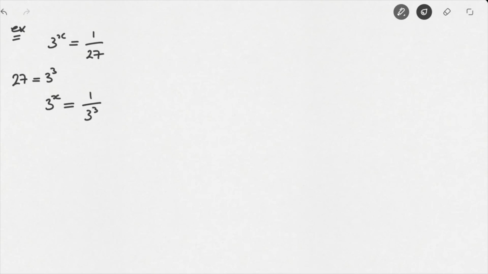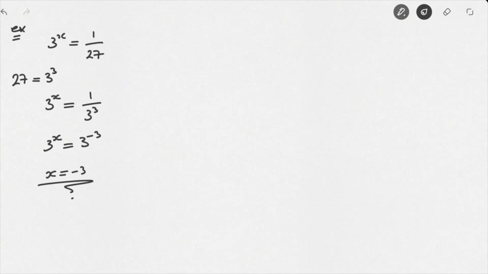And now, using the law of negative exponents, we can go one step further and say that this equation is 3 to the power of x equals 3 to the power of negative 3. And this leads us to the final result, which is x equals negative 3. And that is the solution to this equation.